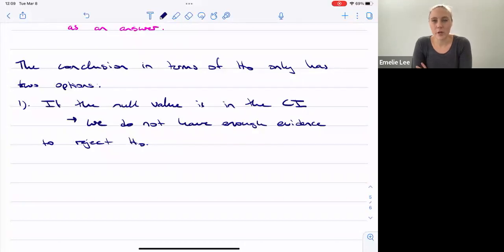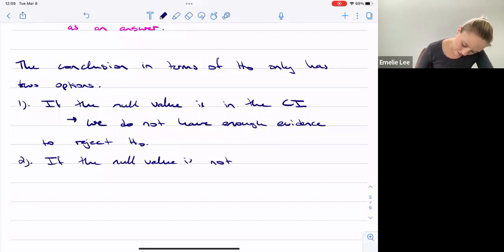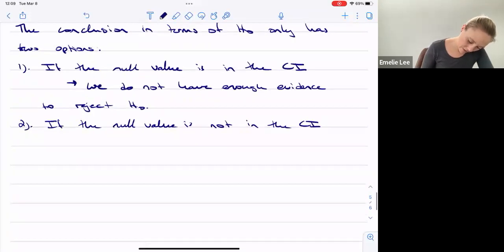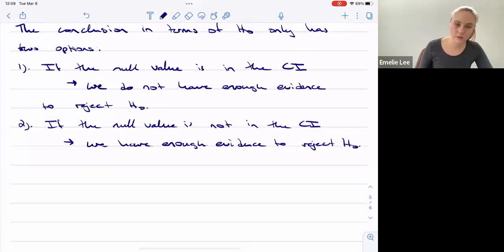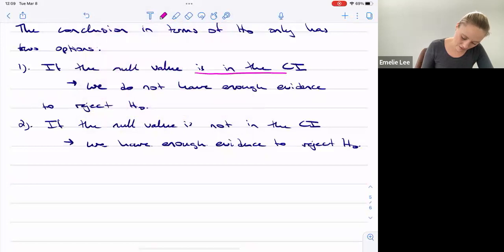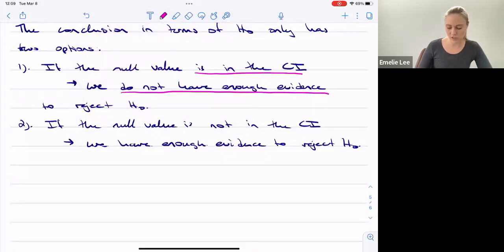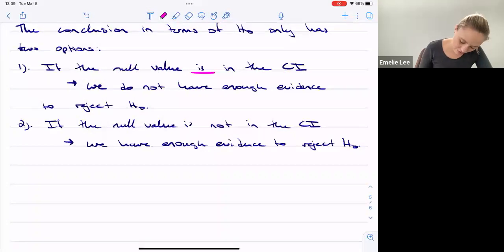Or the other option is if the null value is not in the confidence interval, then you have enough evidence to reject H naught. Okay, so notice the differences here, right? If it is in the confidence interval, then we do not have enough evidence to reject H naught. And maybe I should just highlight if it is in or is not in, right?